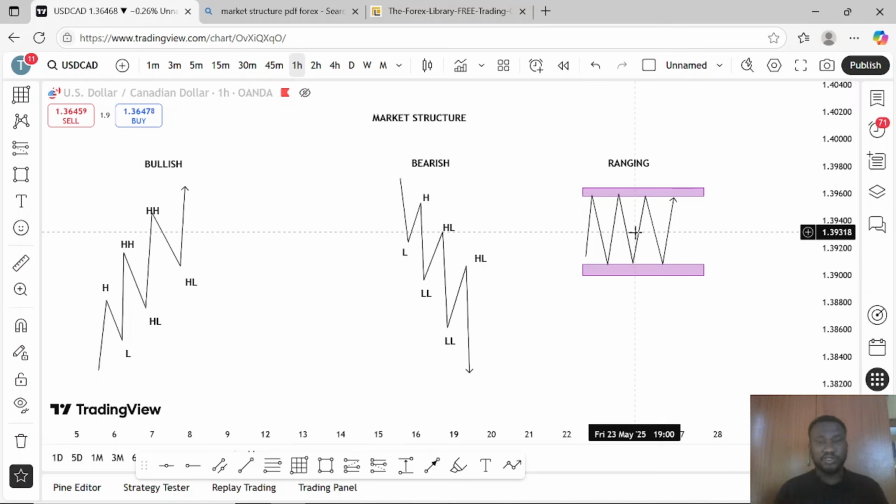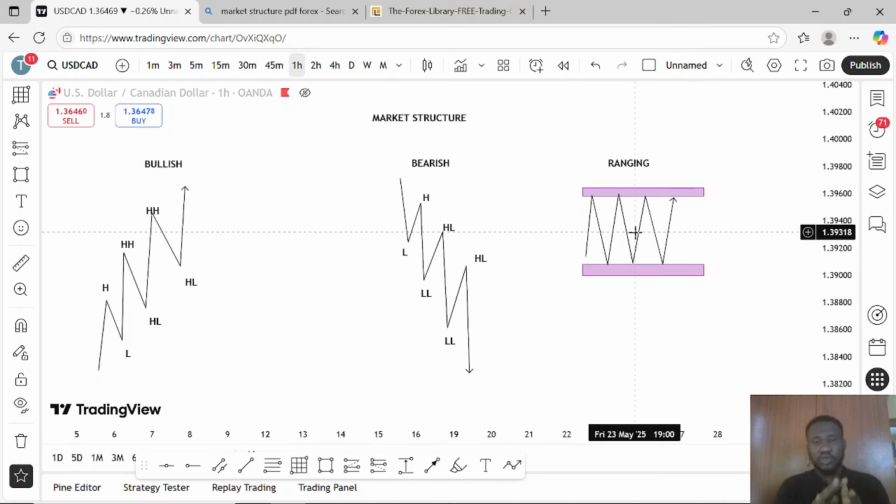So you can see the three that we're having: the bullish, the bearish, and the ranging. When it comes to the bullish, always know that when you have a structure where the market is bullish, then your information or your decision making should be focused on a bullish outlook.